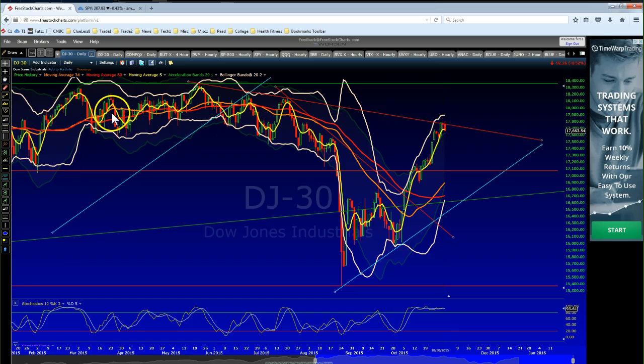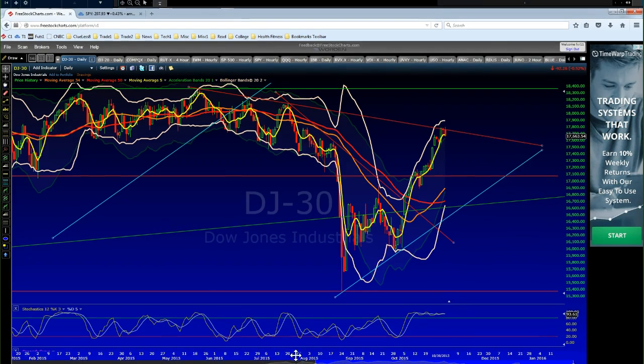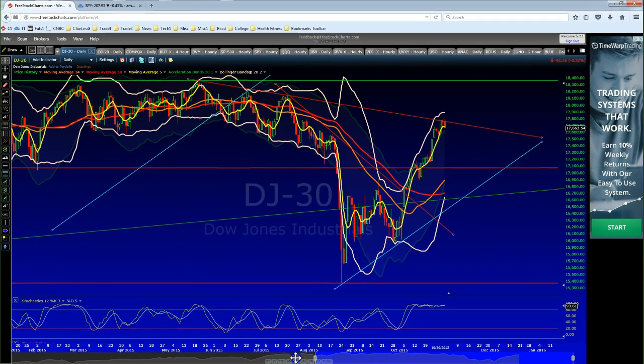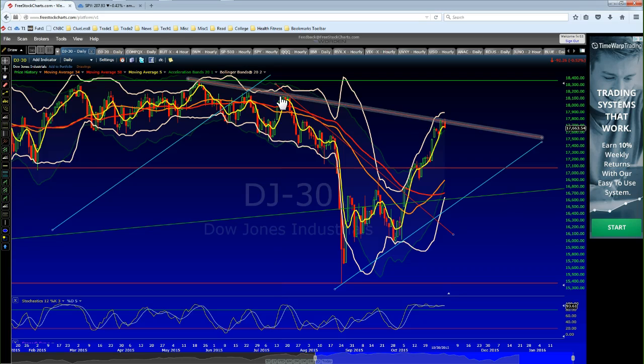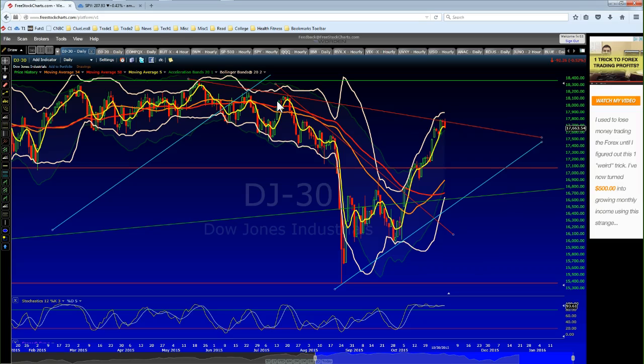And a full pattern symmetry. I wish I could get that big line that I can't seem to find, that big crayon that I use. Okay. The pattern symmetry would say that we complete the full cycle possibly up here at around 18,132. One way or the other, my opinion is the market wants to go to 18,000. All right? And that's just one of those psychological things that happens.